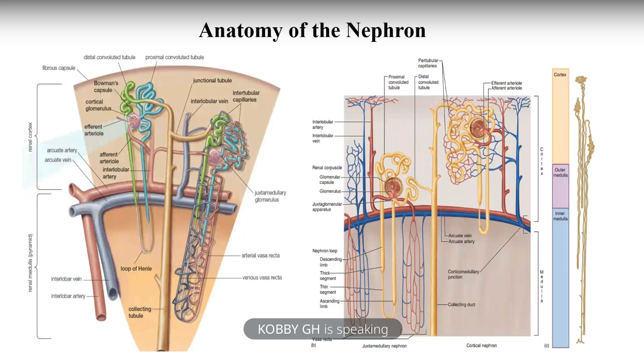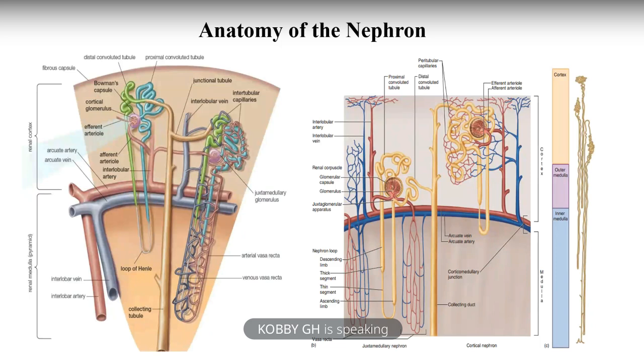Three, their Bowman's capsules are closer to the medullary region of the kidney. Four, they have very long loops of Henle that extend deep into the medullary region of the kidney. And then again, they constitute 15% of all nephrons in the body.